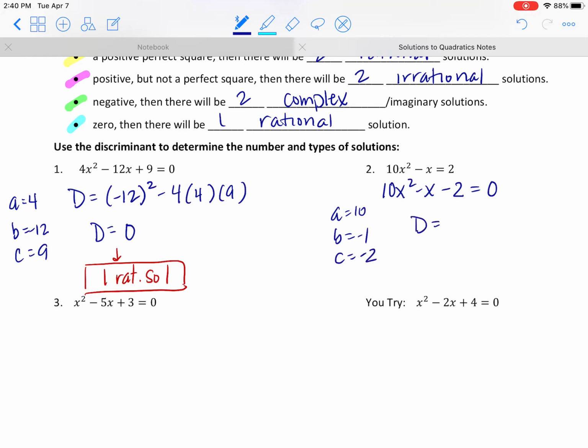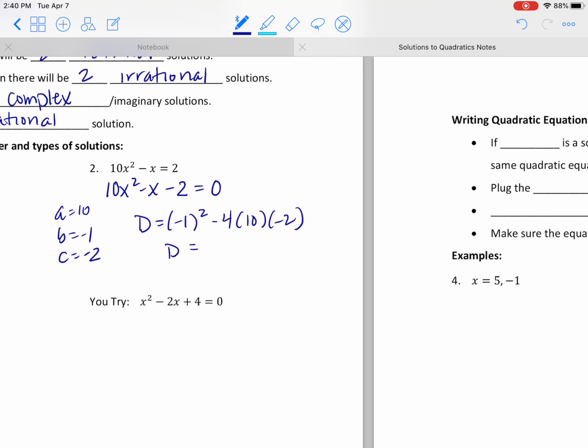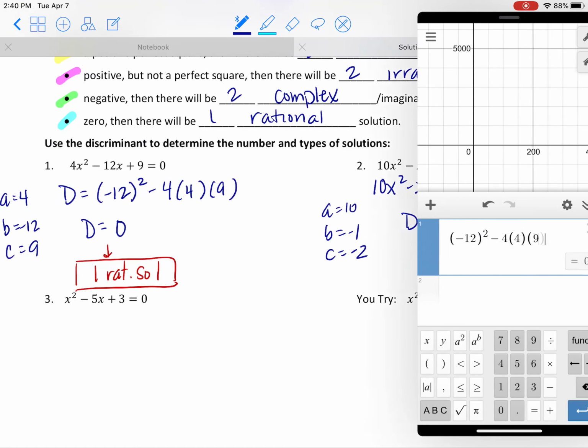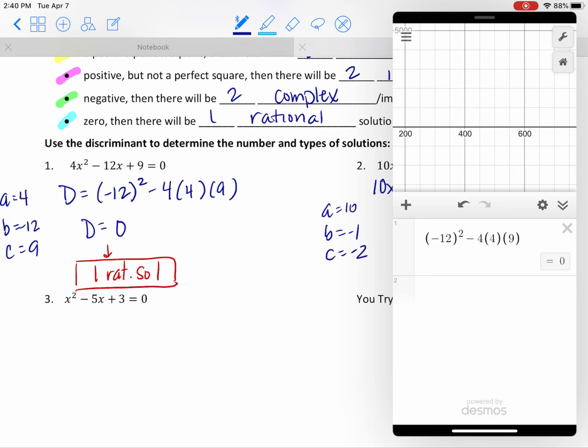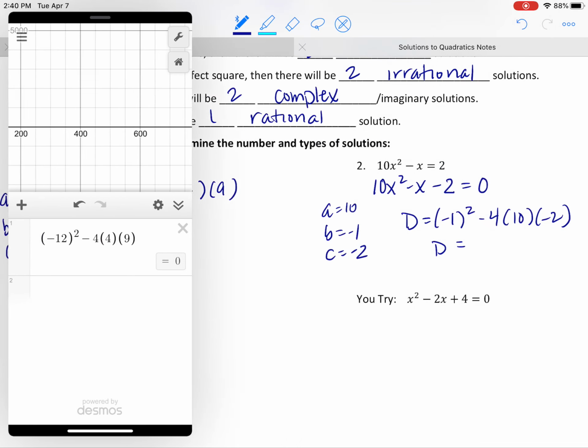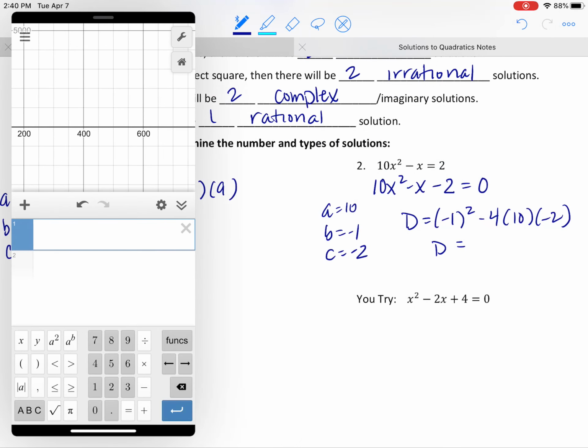Okay, let's try this again. This, again, needs to be in standard form. So 10x squared minus x is fine, but the 2 needs to subtract over to make it equal to 0. And now we see that a is 10, b is negative 1, and c should be a negative 2. So our discriminant is negative 1 squared, b squared, minus 4 times a, which is 10, and c, which is negative 2. So let's put that in the calculator.